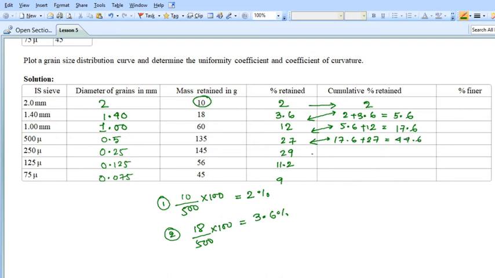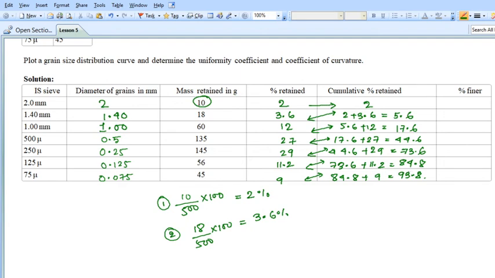For the next portion we'll sum up 17.6 plus 27, and we will get 44.6. Now 44.6 plus 29, this will give me 73.6, and 73.6 plus 11.2 will obtain 84.8, and 84.8 plus 9, this will get 93.8. So this is how we can find out the cumulative percentage retained.